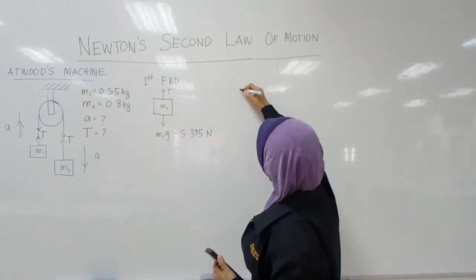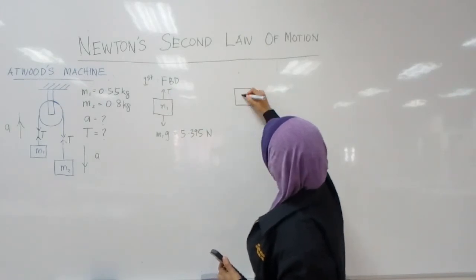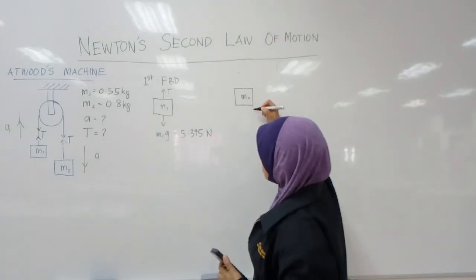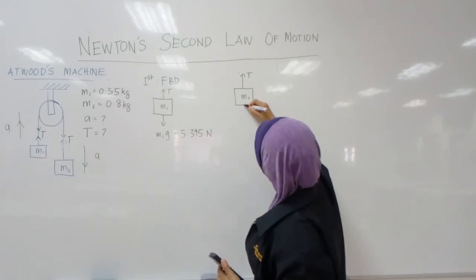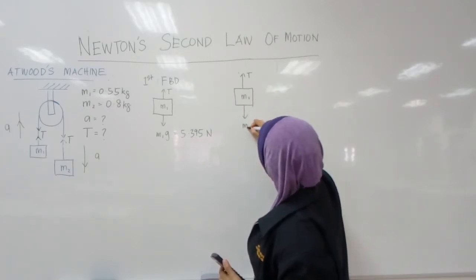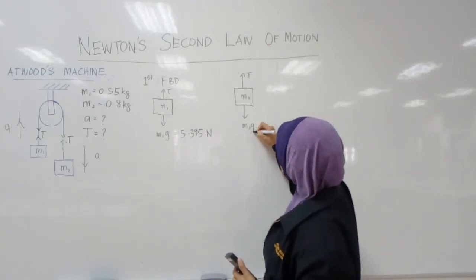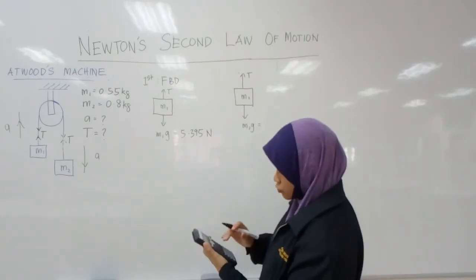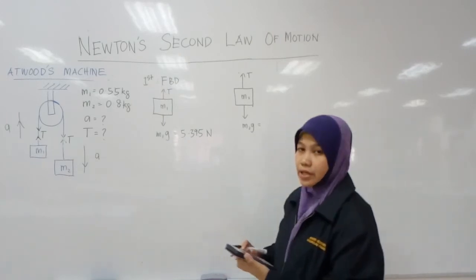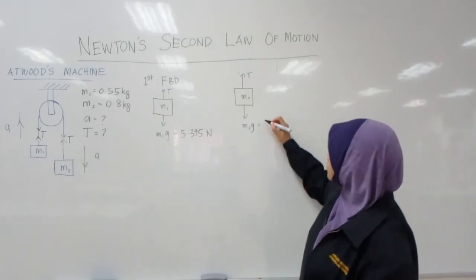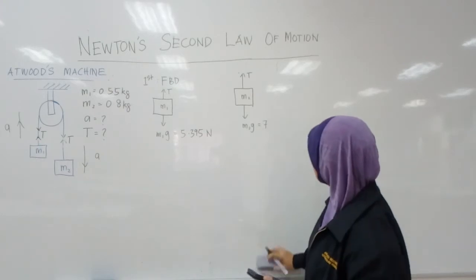Now the FBD for object 2, M2. So this is T and this is the gravitational force of object 2, M2G, where M2 is 0.8 times 9.81. The value is 7.85 Newton.